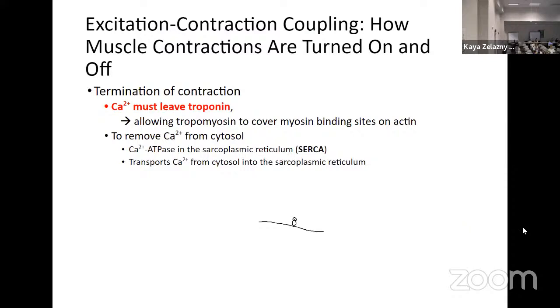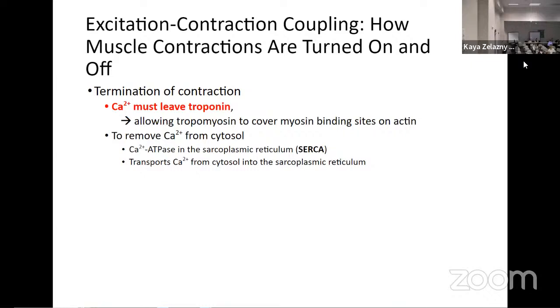So when we're thinking about how we turn these muscle contractions on and off, that's just my little scribbles at the bottom that I forgot about. Okay. So to terminate the contraction, relax, stop contracting, we have to get that calcium off. So for a muscle to relax, we need to get rid of calcium, which means we need to get calcium off the troponin complex, off that molecule, but more importantly, we need there to be less calcium in the cytosol overall.